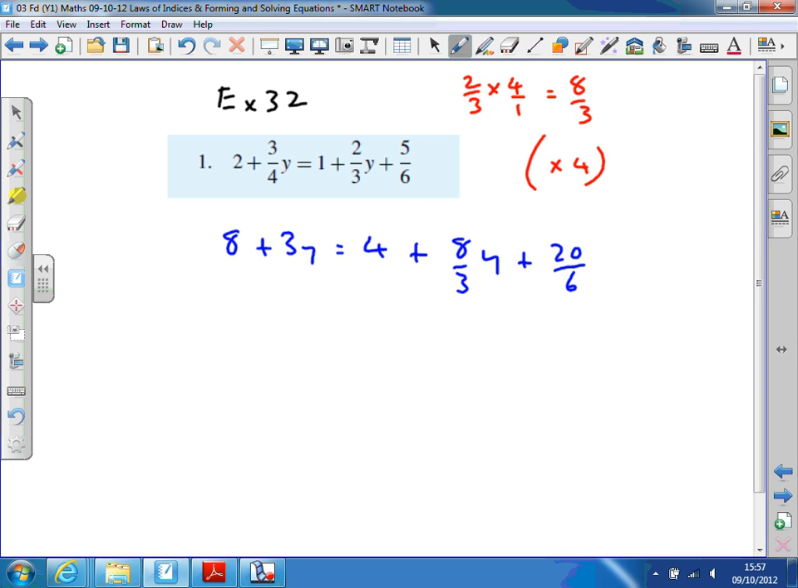So I can't get rid of the 3 yet. I can only get rid of the 4 here because I times it by 4. That was to get rid of that. I've not got rid of the 3 and the 6 yet, unfortunately. But what might I do next?